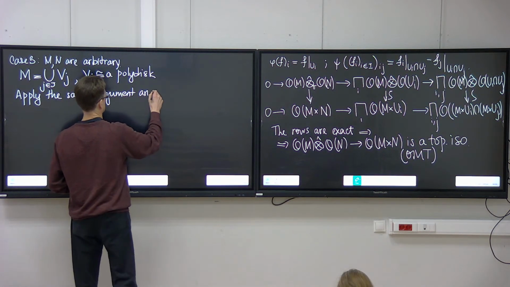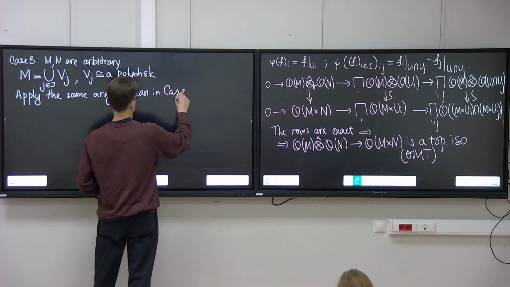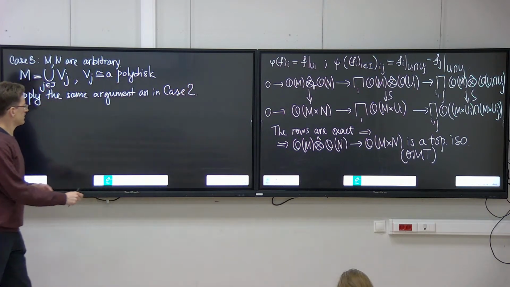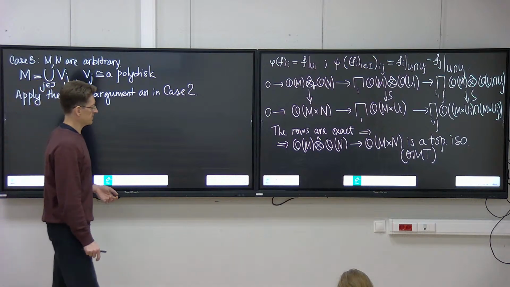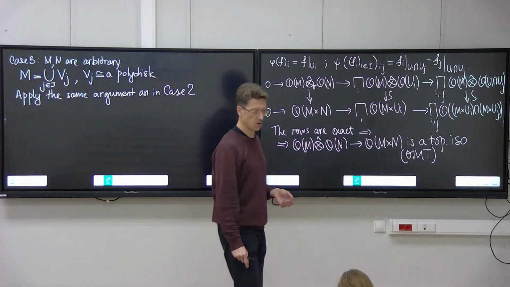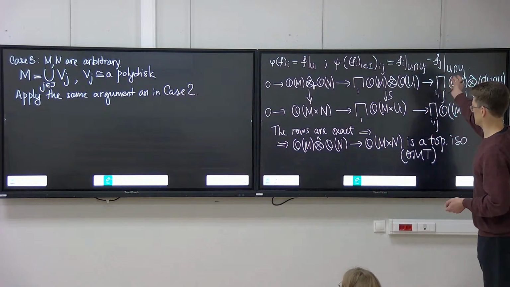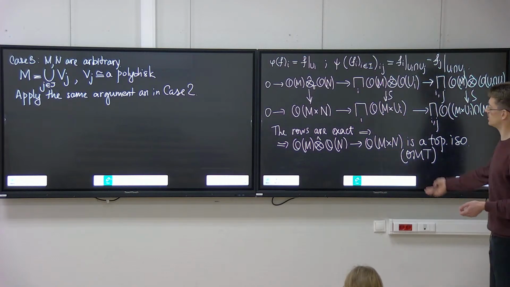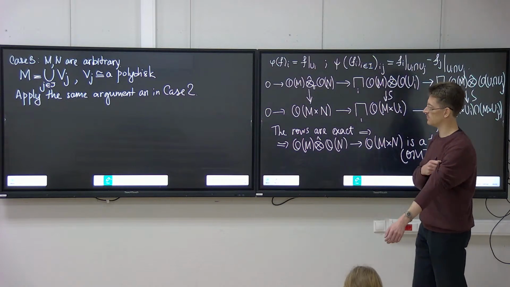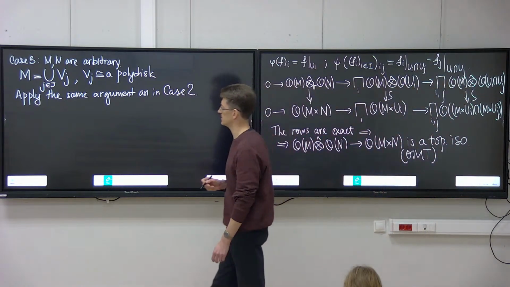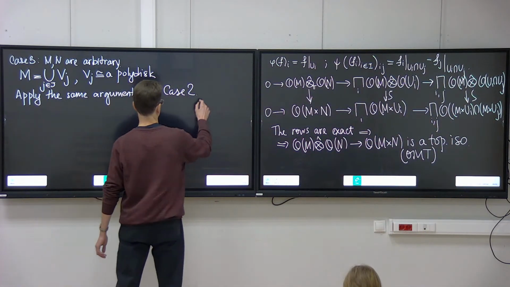As in case 2. So now we can use the fact that our theorem is true if only one of the manifolds is a polydisk. We draw a similar picture and we deduce that our map is an isomorphism for arbitrary complex manifolds M and N.